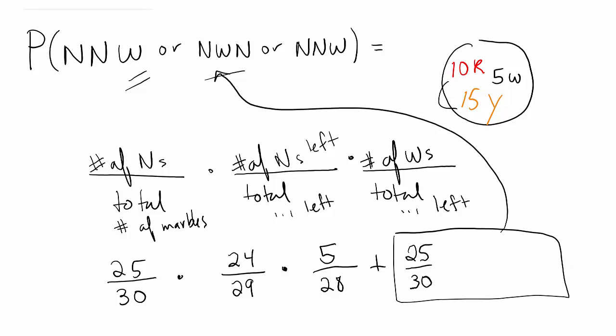We're looking at the case that's over here. And, you know, we're basically reaching into the bag for the first time. There are 25 marbles that are not white out of 30 total marbles. Now, from there, the next marble is supposed to be white in this scenario, right? So the next one would be a white marble.